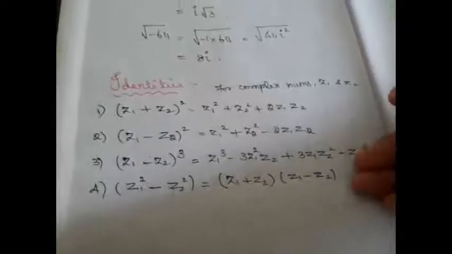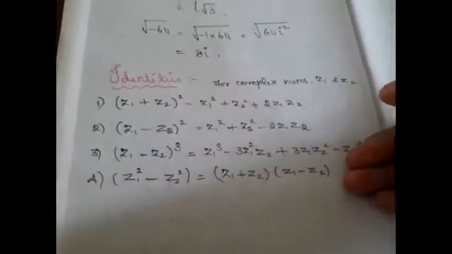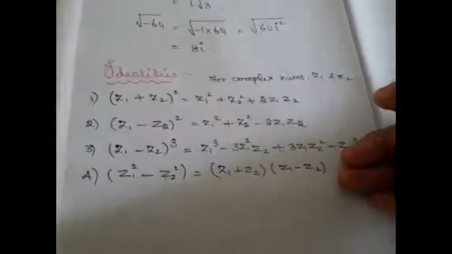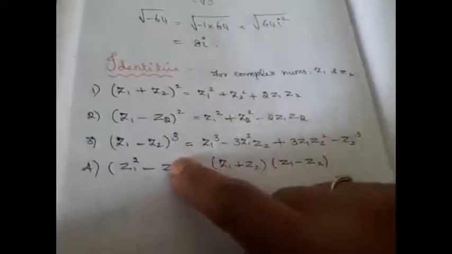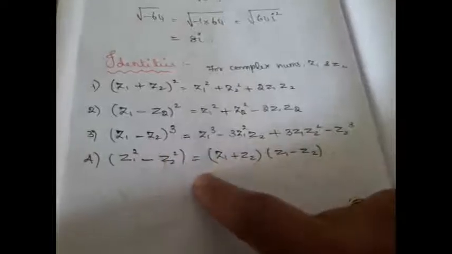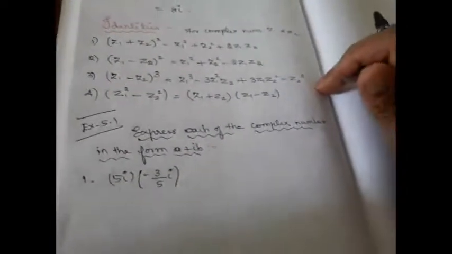Similarly, the remaining identities are also true for complex numbers, which can be proved by using the distributive and commutative laws. This is (a minus b) the whole square, this is (a minus b) the whole cube, and this is a square minus b square. Now let us solve exercise 5.1 using the knowledge of these identities, the basic i square equals minus 1 concept and the powers of i. We will solve the next exercise.